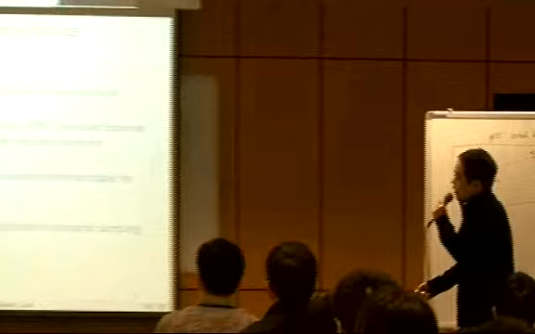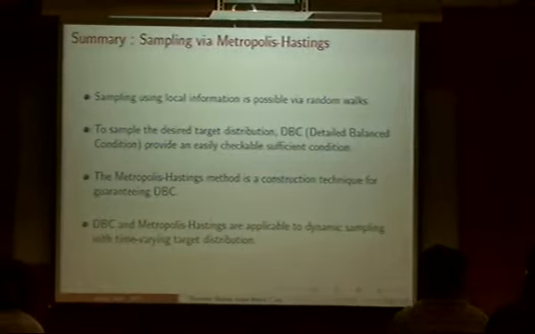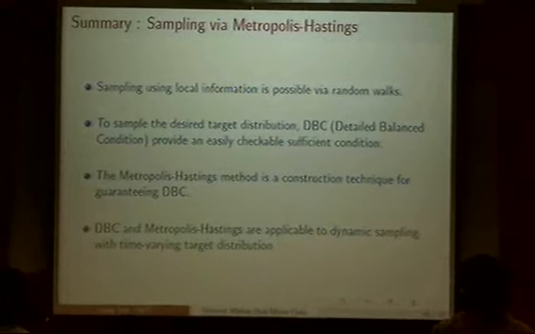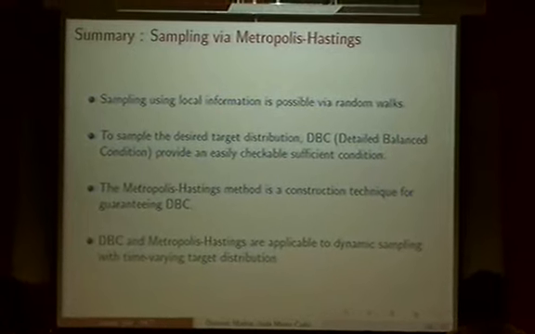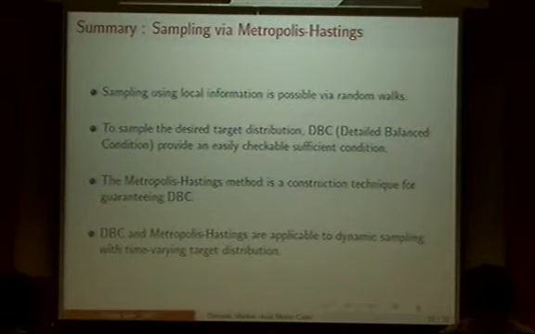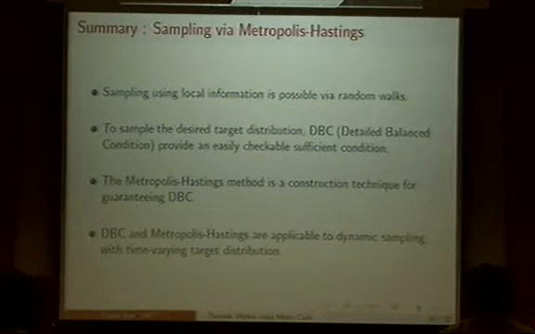In summary, sampling using local information is possible using a random walk, and to sample the desired target distribution, the detailed balance condition provides an easily checkable sufficient condition. The Metropolis-Hastings method is a construction technique for guaranteeing this detailed balance condition. And both are still applicable to the dynamic sampling problem with a time-varying target distribution. This is the summary of my background on sampling and the Metropolis-Hastings method. Any questions?